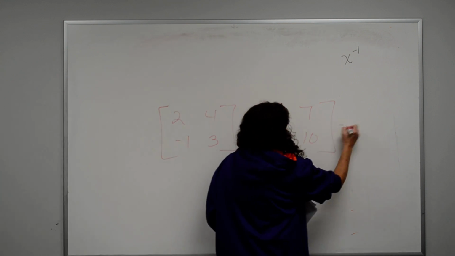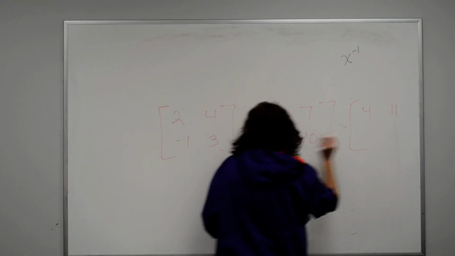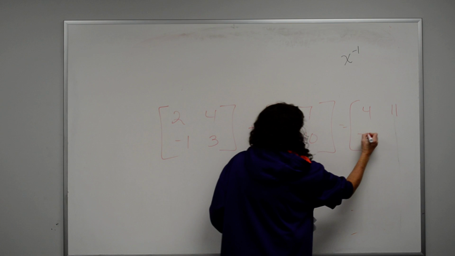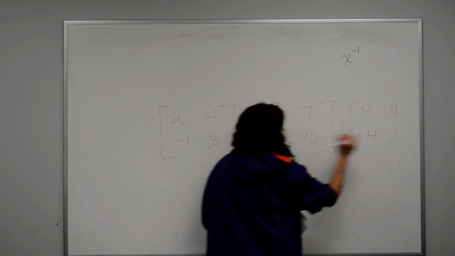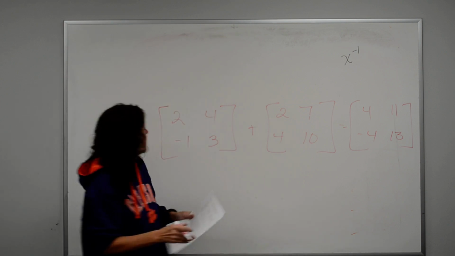2 plus 2 is 4. 4 plus 7 is 11. Negative 1 times 4 is negative 4. 3 plus 10 is 13. I'm pretty sure that's quicker than what it would have taken.